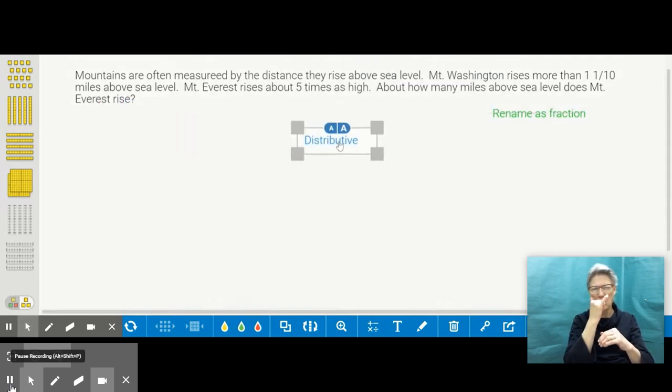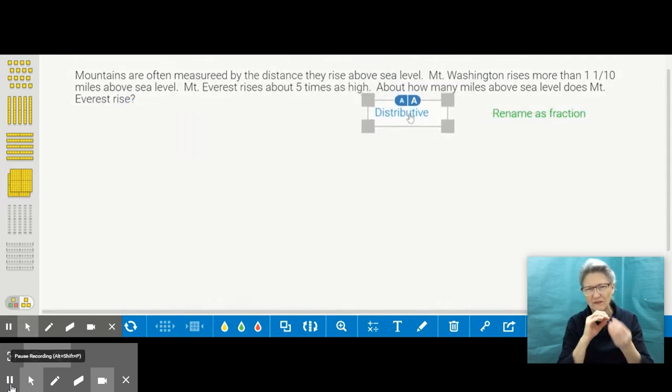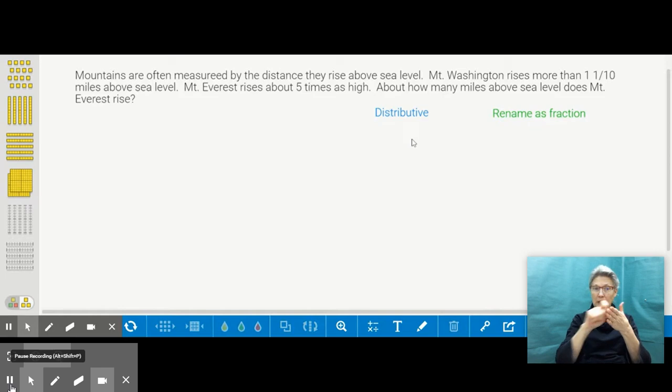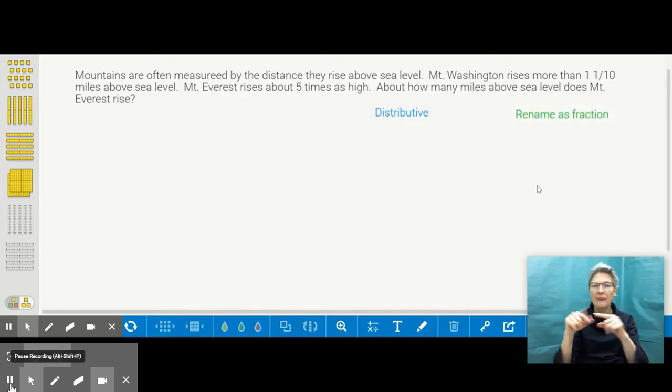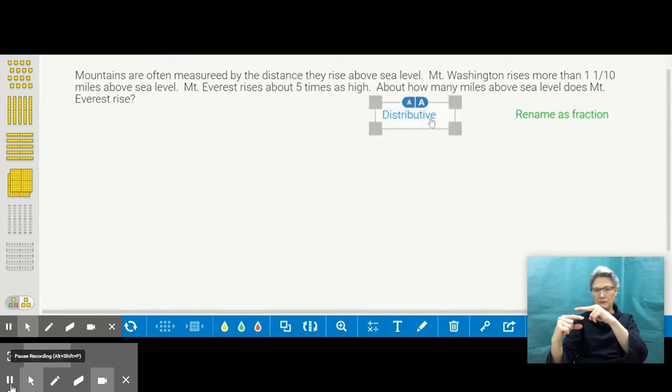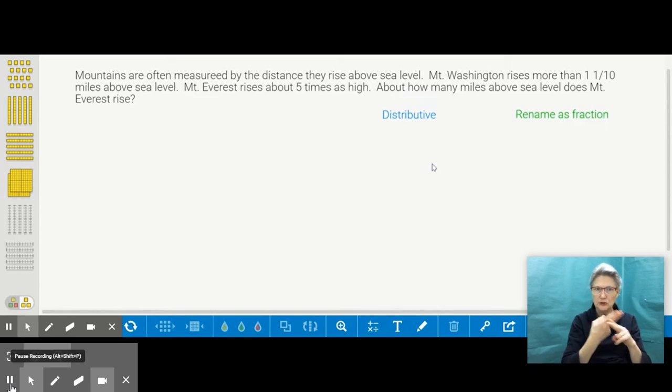Okay. So you'll see here that I have a word written in blue. It says distributive. That's one of those strategies we've been using to multiply a whole number by a mixed number. And then you'll see over here in green, rename as a fraction. That's another strategy we've been using where we take that mixed number and we rename it as a fraction. So we're going to solve this problem using both of those methods so that you get a review seeing the same problem solved 2 different ways.